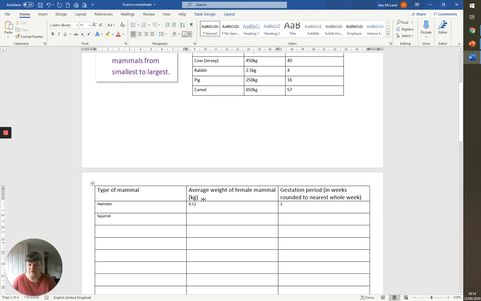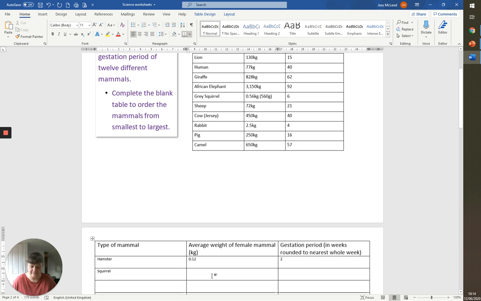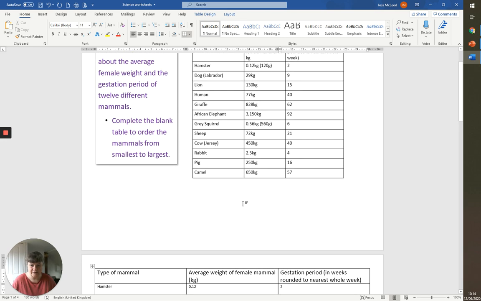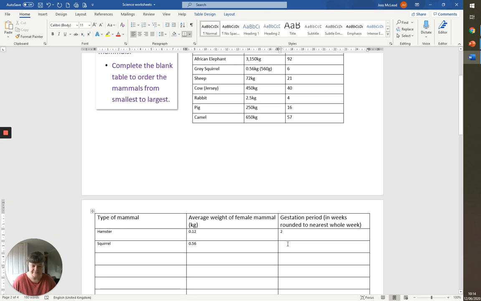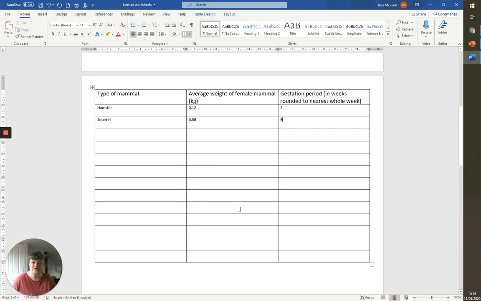Squirrel, I've forgotten what it was already. 0.56. And 6 weeks. All right, so you're going to carry on and fill that all in. If you don't want to do it on this Word document, that's absolutely fine. I don't mind. You can redraw the table. Whatever works for you is absolutely fine for me.